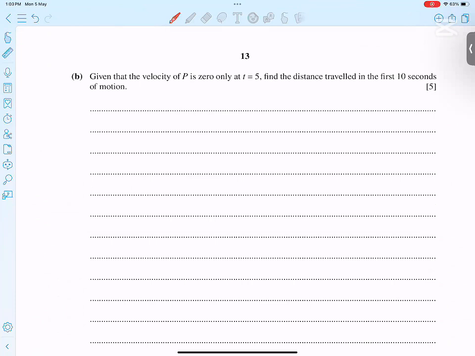Given the velocity of P is 0 when t is 5, find the distance in the first 10 seconds. Make sure whenever he asks you distance traveled in this kind of question, please try your level best to check the times, not time, times when velocity is 0. Luckily, you know velocity is 0 at time 5. It means only one time is there.